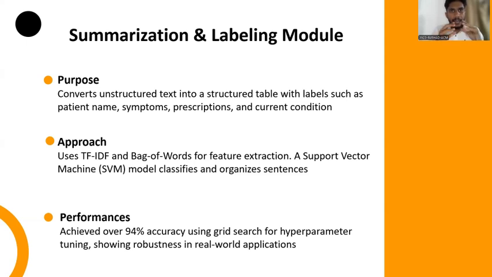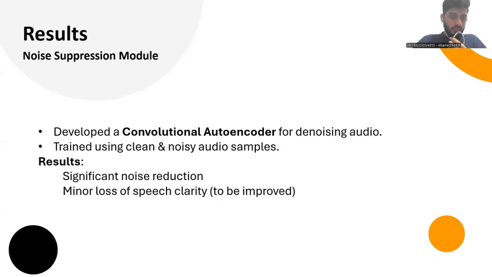Through testing and hyperparameter tuning using grid search, our summarization module achieved an impressive accuracy of over 94%. This high level of performance demonstrates its robustness and potential for real-world application in significantly reducing the administrative burden on healthcare professionals. That's it for my part. Thank you.